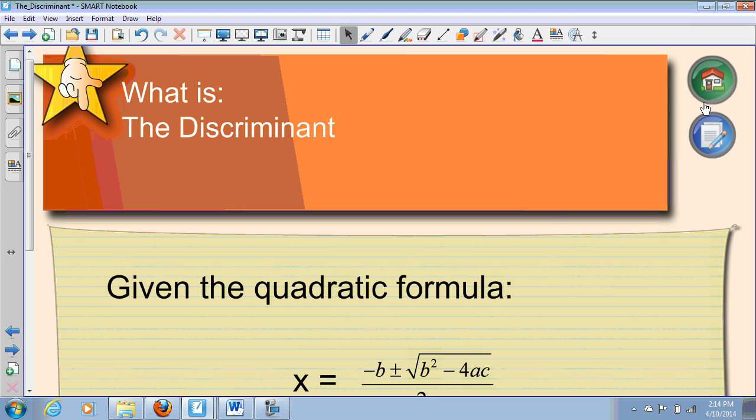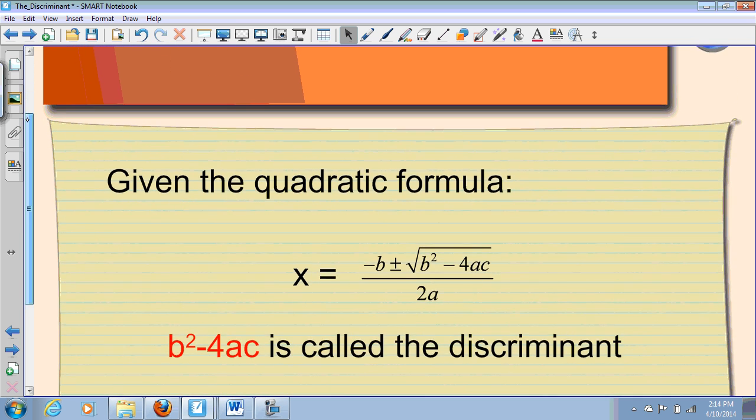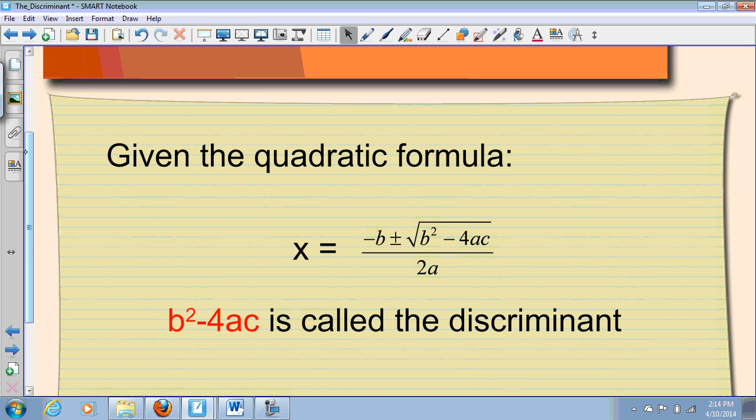Well, all of those have been fine because we've been able to find solutions. Believe it or not, there might be times where there is not going to be a solution. And so this is where the discriminant comes into play. The discriminant is actually the expression that is under the radical. It is b squared minus 4ac. We're going to talk about how we use that expression to determine whether or not there will be a solution to the equations.